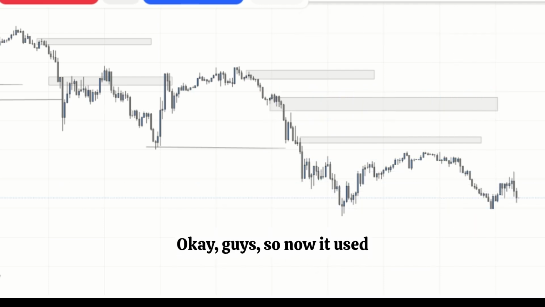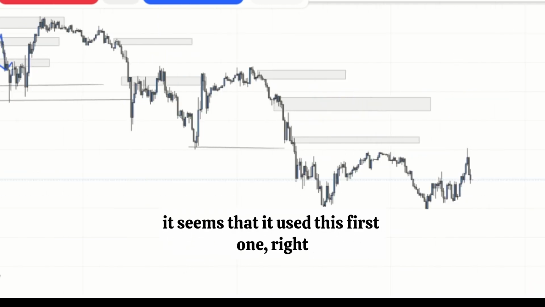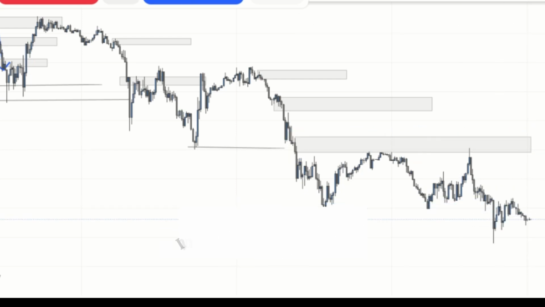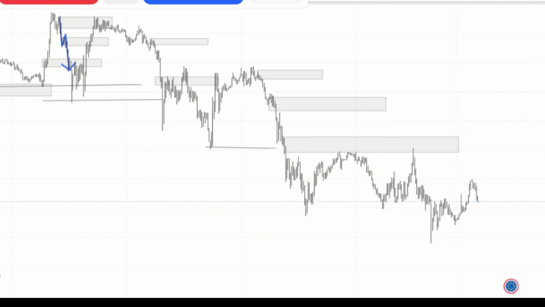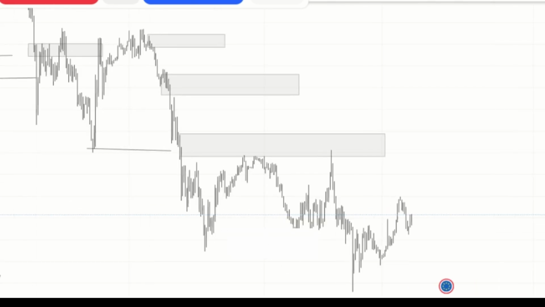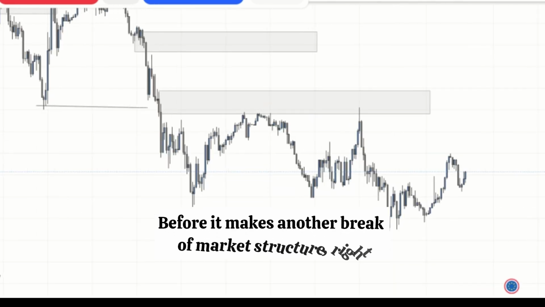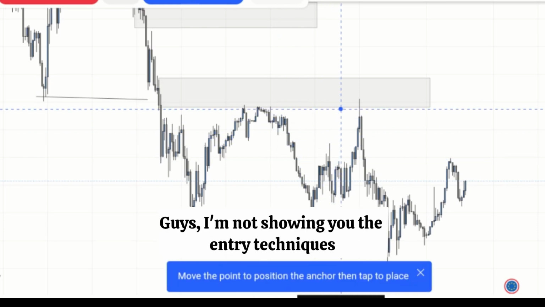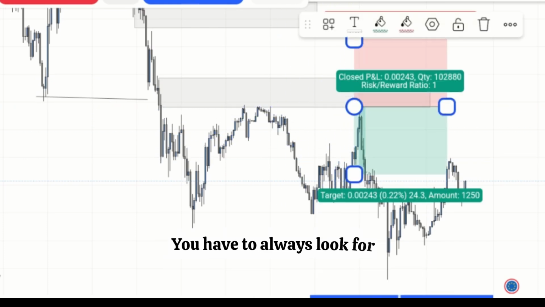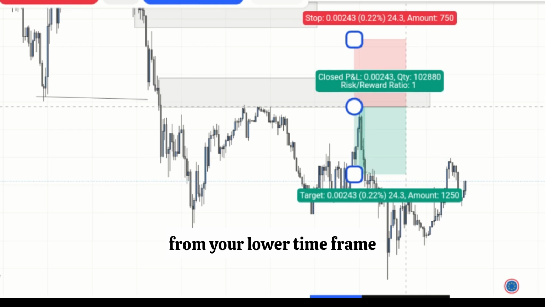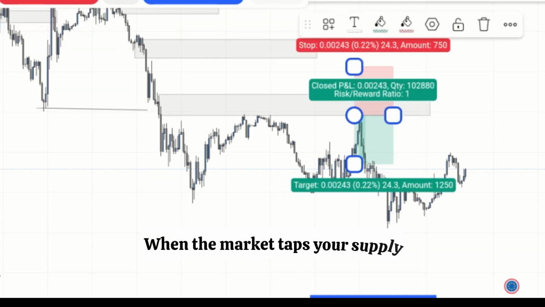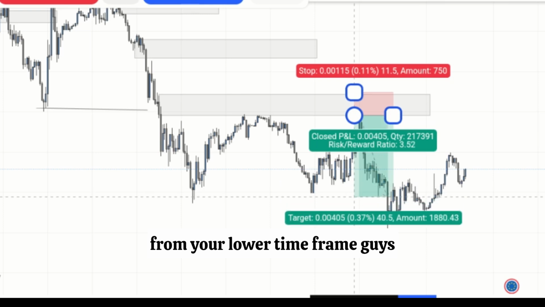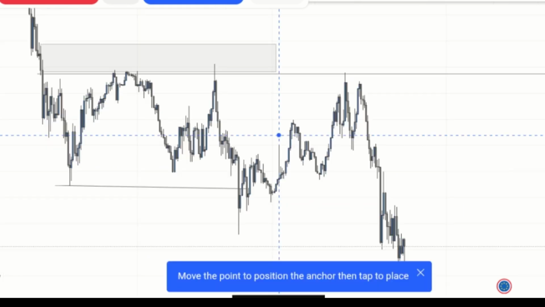Okay, guys, so now it seems that it used this first one as a supply zone before it went down, before it makes another break of market structure, right? You can see it used this. Guys, I'm not showing you the entry techniques. You have to always look for where to enter from on your lower time frame. When the market taps your supply or demand zone, you have to always look for confirmation from your lower time frame, guys. It created another supply zone right here.